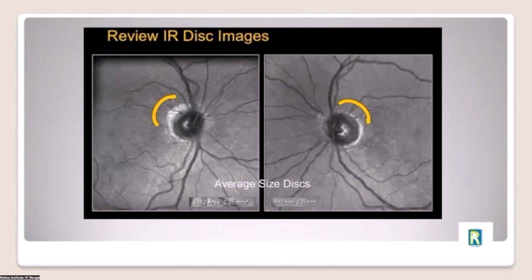The next clue is that you have to correlate with the fundus picture. You see the optic nerve head picture. You see two big crescents around the optic nerve head. This is suggestive of myopia.